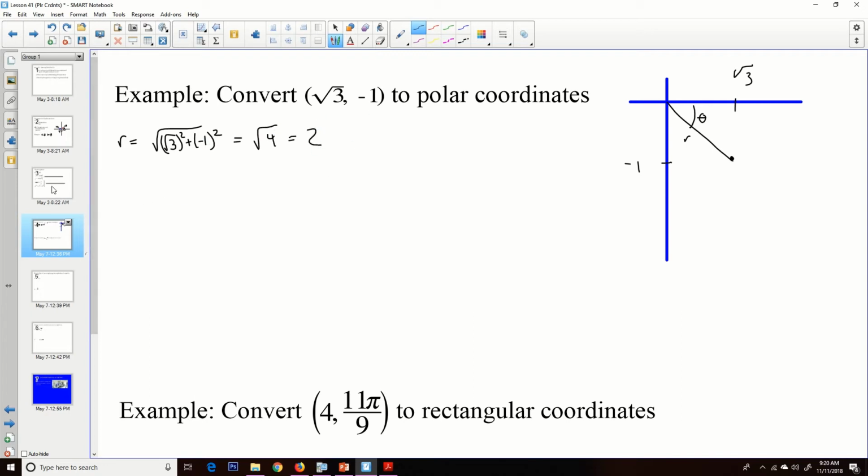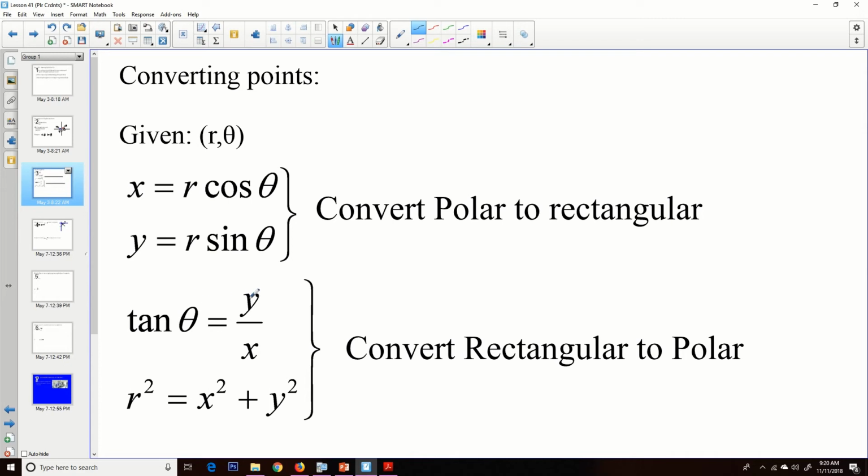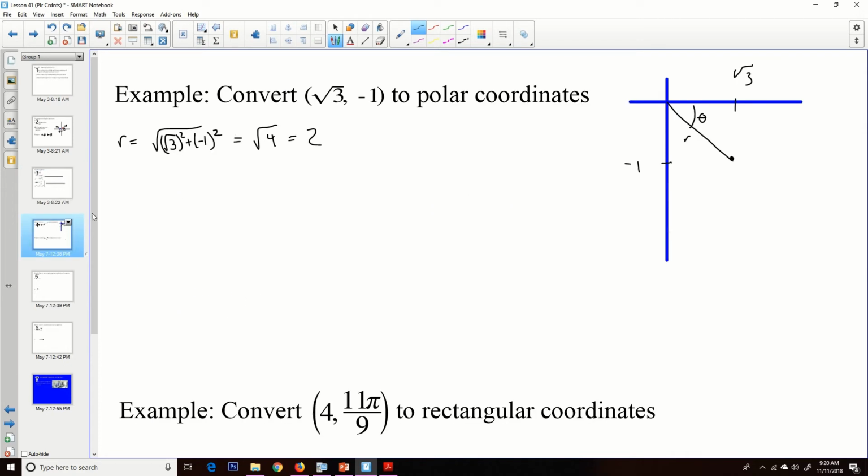And then to get theta, if we go back to here, tangent theta is equal to y over x. So theta will be equal to the arctangent of y over x, negative 1 over square root of 3. Now, I think that negative 1 over square root of 3 is going to be an angle on the unit circle.